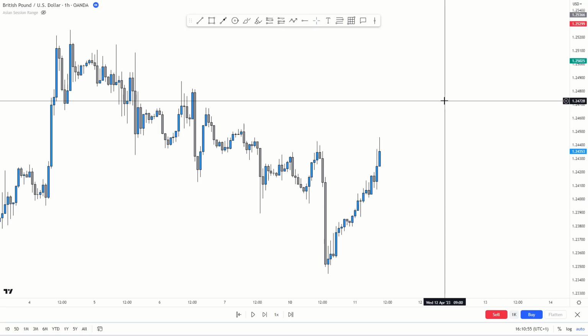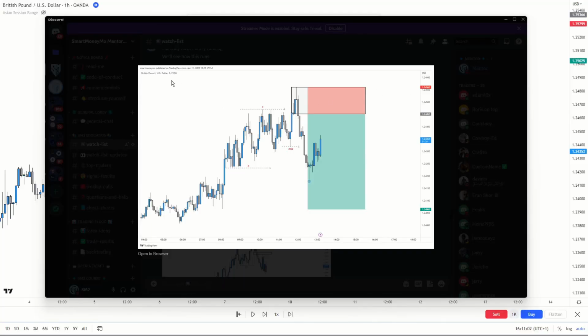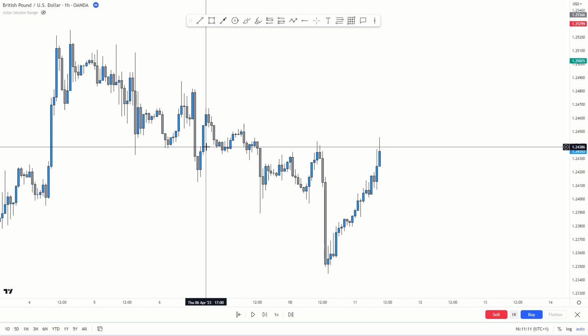Alright everyone, here we are on the real life chart. We're going to be going over this breakdown on GBP/USD, but quickly before I get into that, I'm going to go over the proof. So this was the proof that I did take this trade. I did send it out to the team on the mentorship. You can see here April 11th, before any of the action started. So let's get into the breakdown.